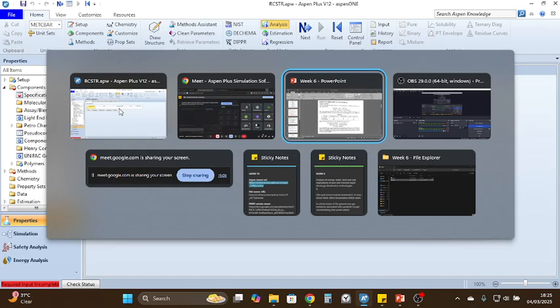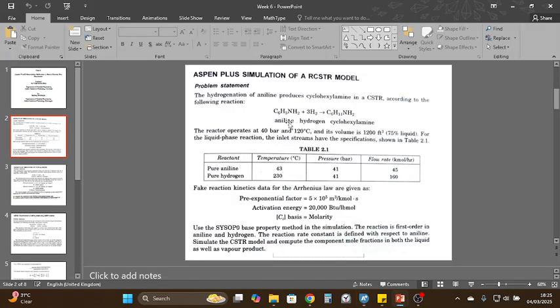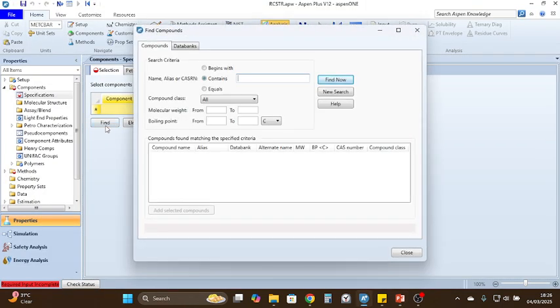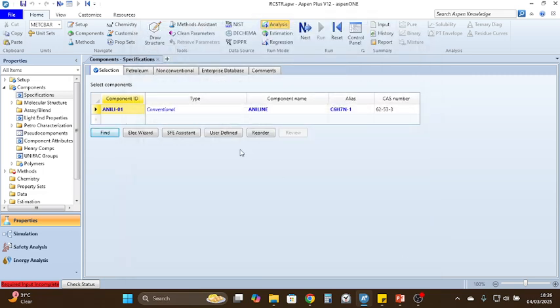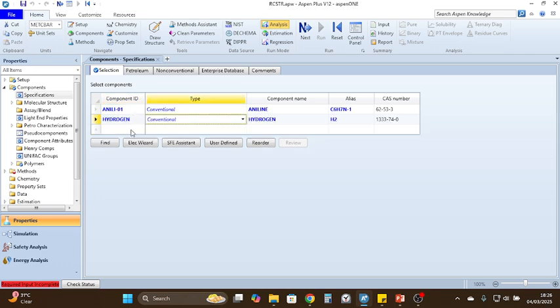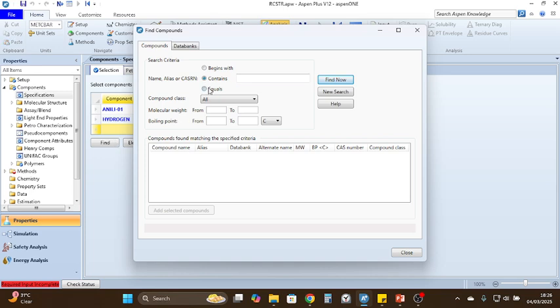So first we have to specify the components that are defined in the problem. How many components are given in the problem? We have aniline, hydrogen and cyclohexylamine. So let us first enter these components one by one. First we have aniline. Next we have hydrogen, and last we have cyclohexylamine.